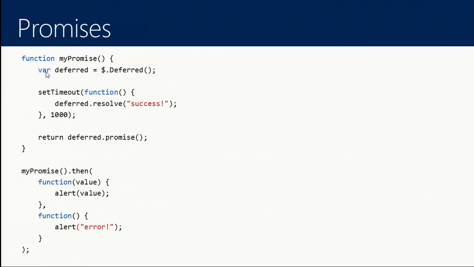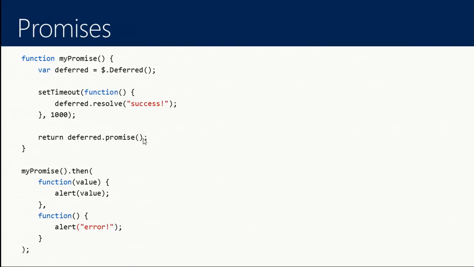So look at this line of code where it says var deferred equals $.Deferred. That's a jQuery deferred that's coming back here. And then what I'm doing is calling setTimeout, so a simple call to setTimeout every second, and then immediately returning the promise from the deferred object. You see that? So here's the key. The function is my promise. What's returned? This promise object that's coming from jQuery.